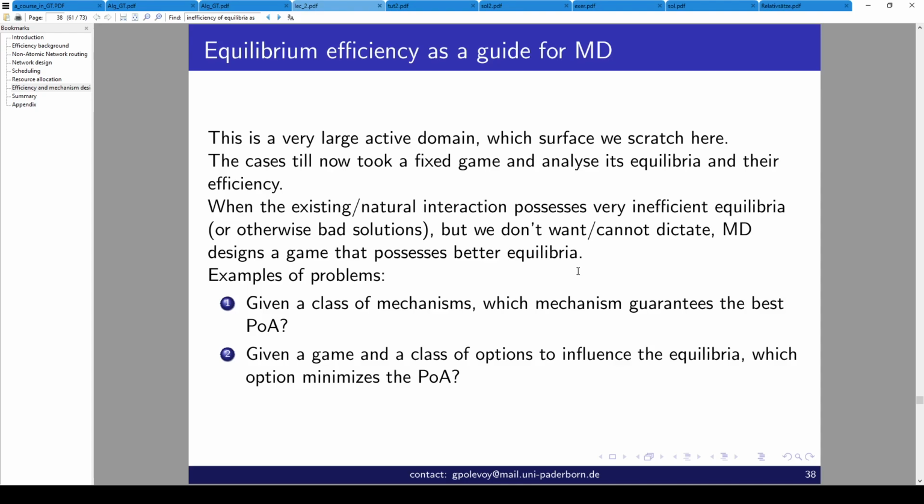And now, we'll still get back to the example, but let us now look at the general idea of how measuring equilibrium efficiency can serve as a guide for mechanism design. And that's actually very interesting, because mechanism design is a very large active domain which is being studied all the time. It's one of the areas where game theory actually is extremely useful.